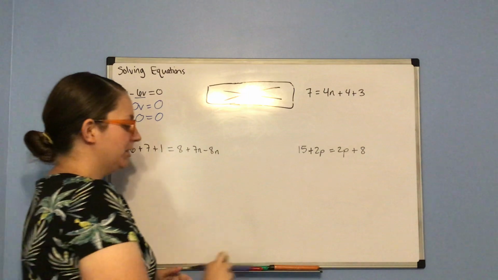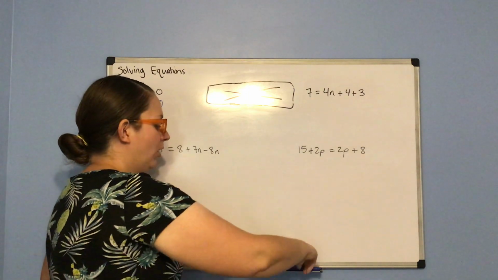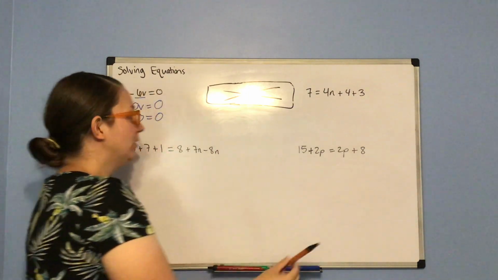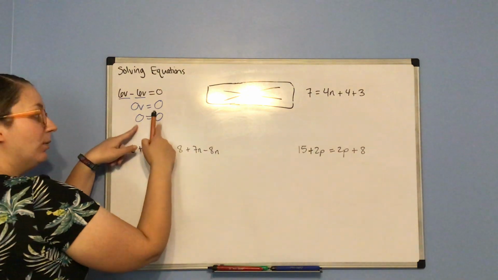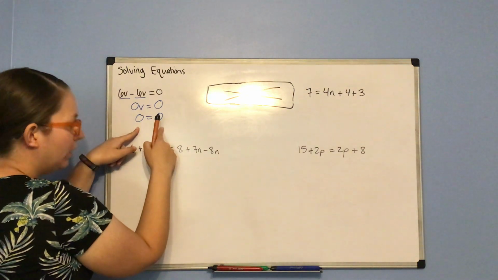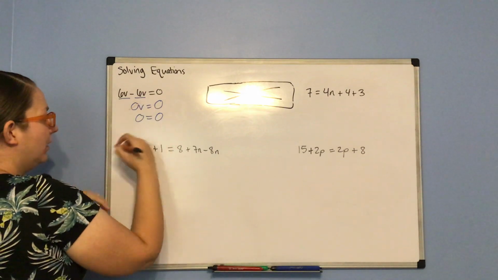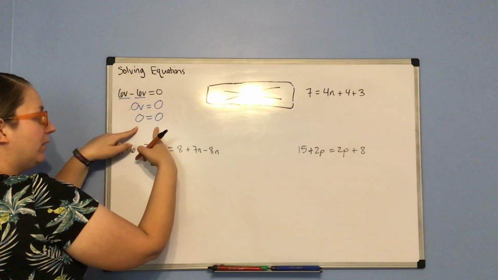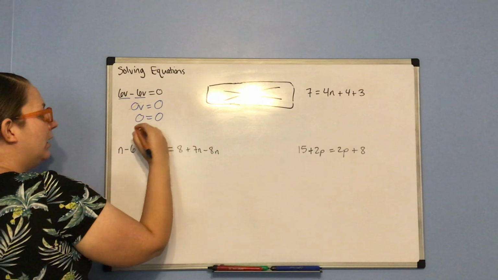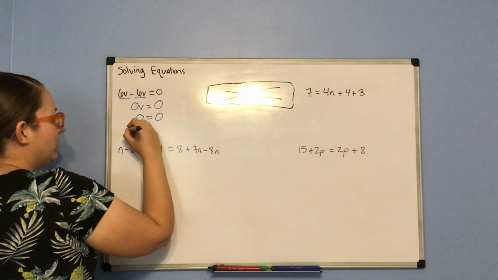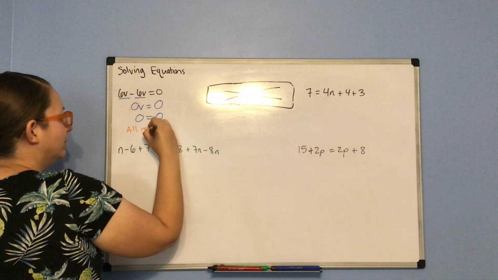This right here is one of our special situations. We have no variables left at all. We have the same number on both sides of the equation. Whenever all of your variables cancel out, which is what happens here, then we are in a special situation which is called all real numbers.